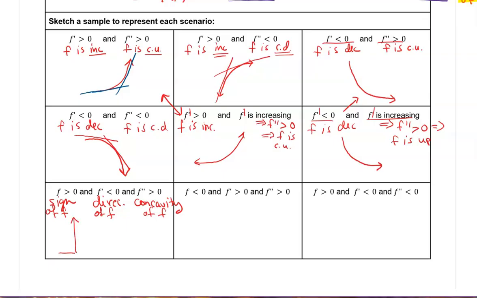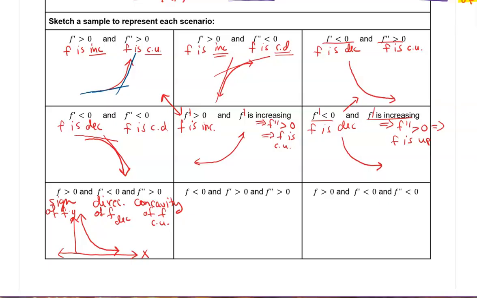So for this one, I have a positive sign, so my function is going to be entirely above the x-axis, but it's going to be decreasing the entire time, and it's going to be concaving up the entire time. So it's going to be something like this, like the graph of an exponential or something. So this would have positive y values, negative slope values, and positive concavity.